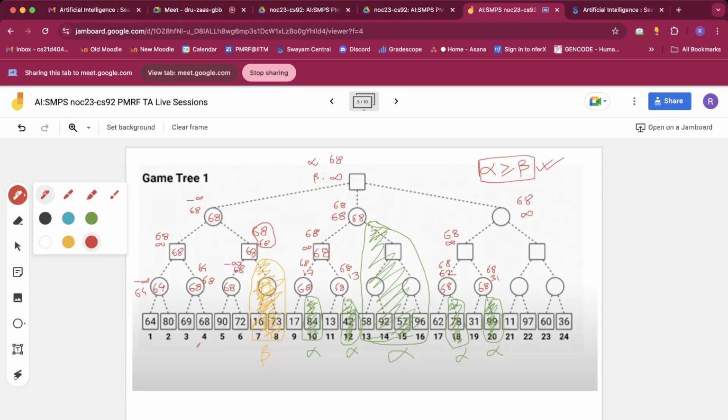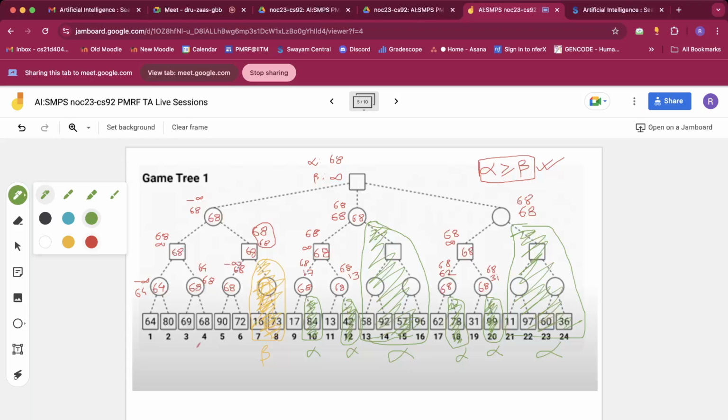Now this will again offer a value of 68 to this max node. This max node already has a 68 in its alpha, so no change will happen. This will get assigned 68, and then this 68 will be offered to its min parent, which has a beta value of infinity. So again this will get updated to 68, and again the cutoff condition is satisfied. So this whole subtree will be pruned out or cut off again by an alpha cutoff.